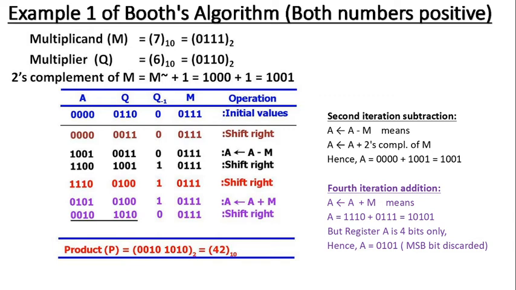It means that if I try to perform multiplication of 7 decimal with 6 decimal on a calculator, I am getting 42. Whereas here in the case of Booth's algorithm, the multiplicand is 0111, the multiplier is 0110. Two 4-bit numbers are multiplied together, and the product is 8-bit, which is shown at the bottom, 0010 1010. So this is the simple example of Booth's algorithm where both the numbers are positive.